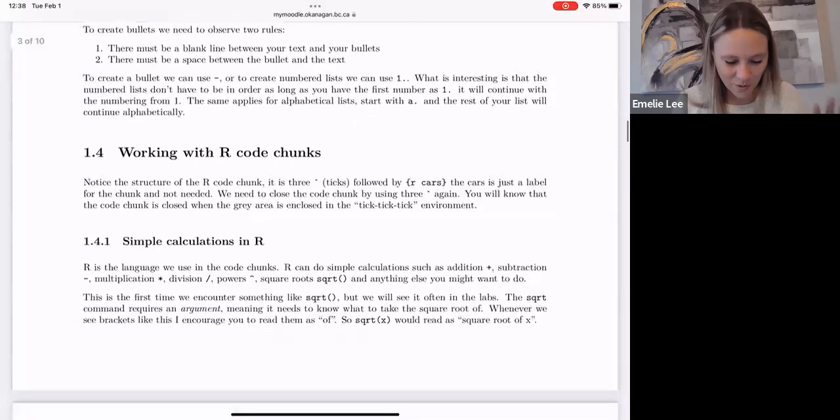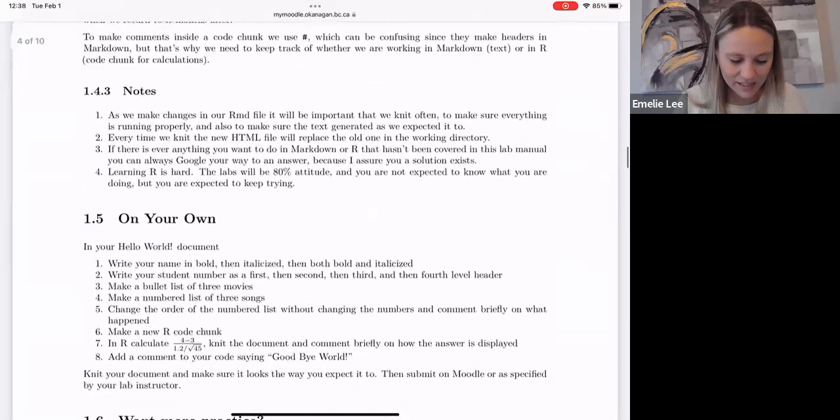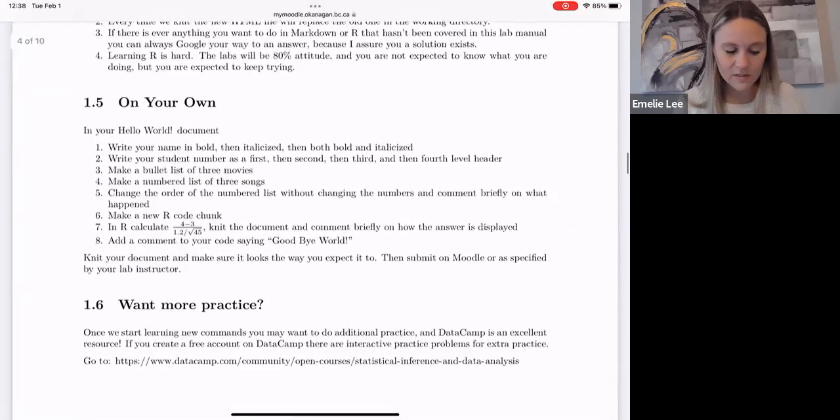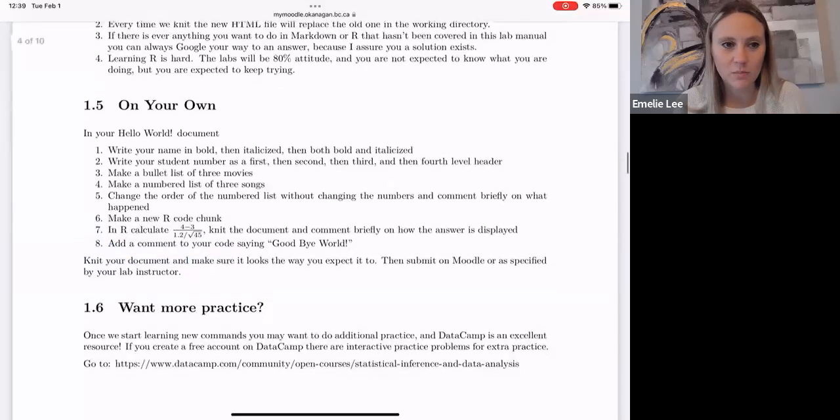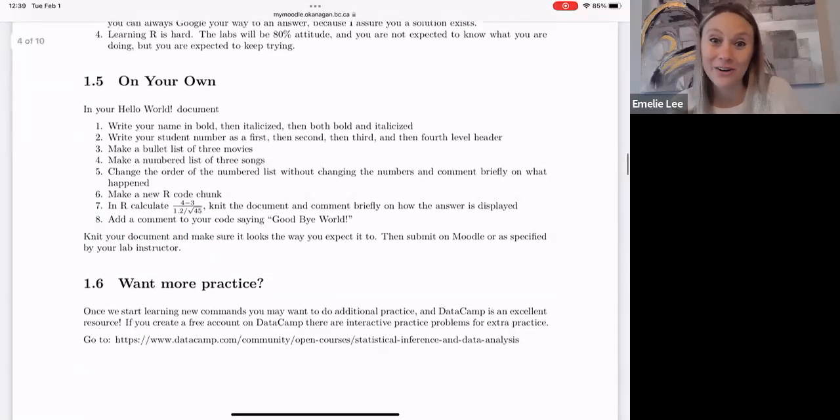But anyways, so at the end of each chapter, there is a series of questions in the on your own section. Okay, and so some of them are not really questions. For example, make a new R code chunk and then you do a calculation in the R code chunk. So that's not really a question, but if you have an R code chunk, you did it.